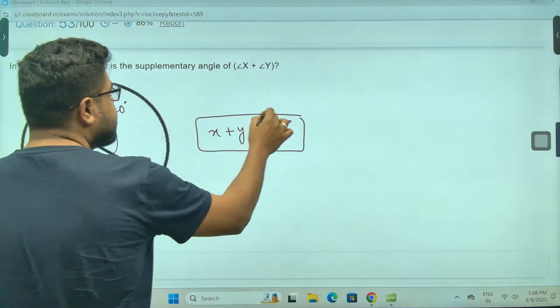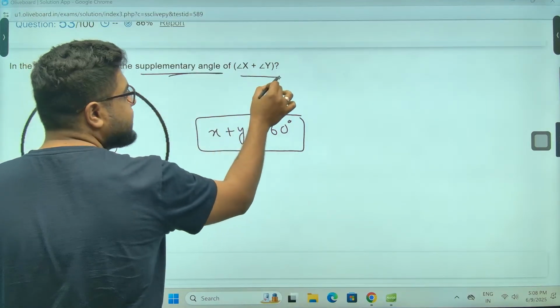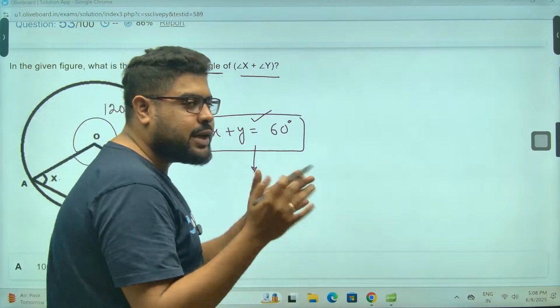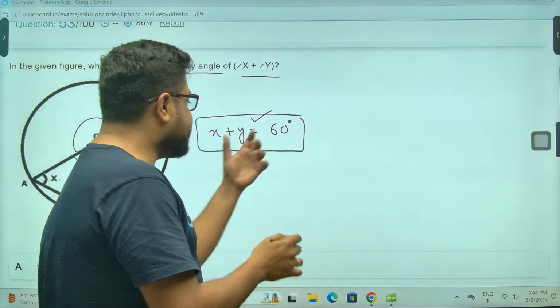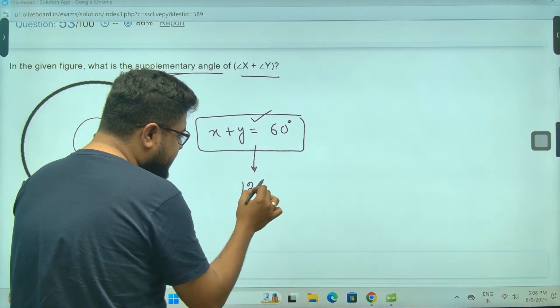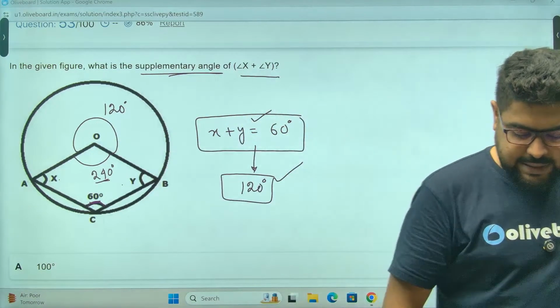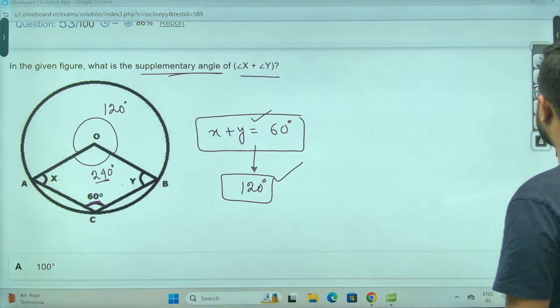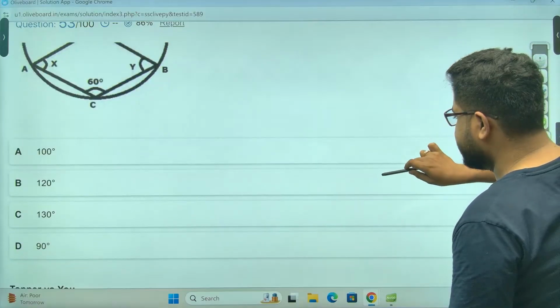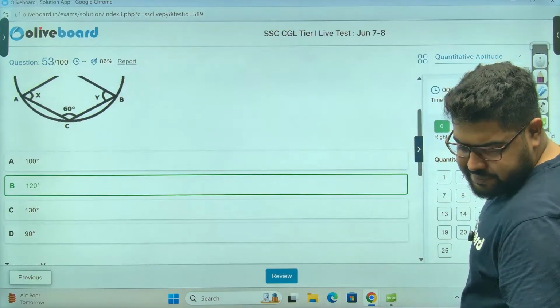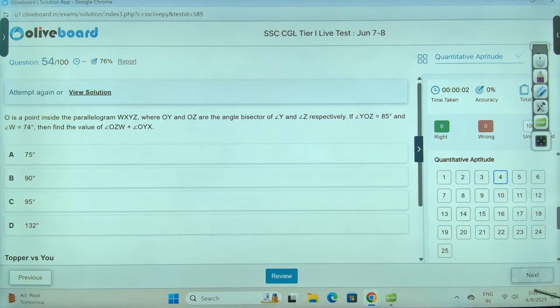They are not asking this. They are asking the supplementary angle of this. Supplementary means total is 180. So if this is 60, the supplementary angle will be 120. That's your answer, sir. Raghu, not 60, brother. It has to be 120. That's option B. Very simple, right?